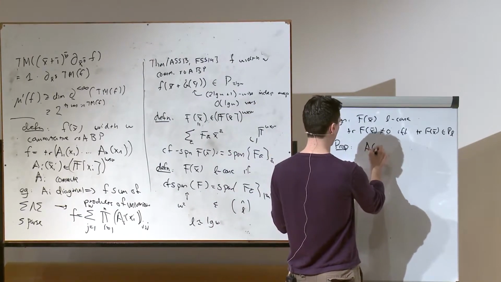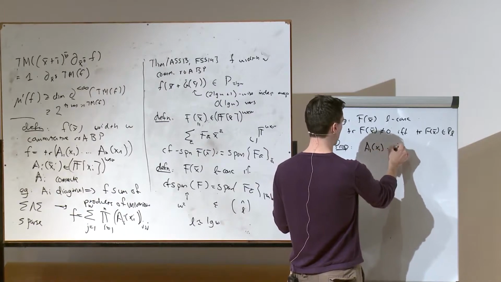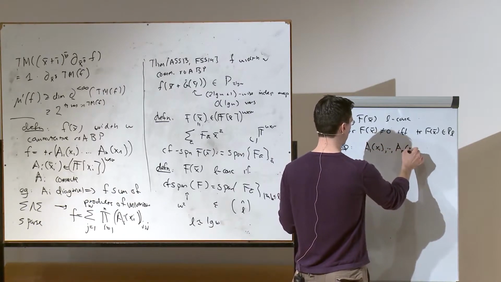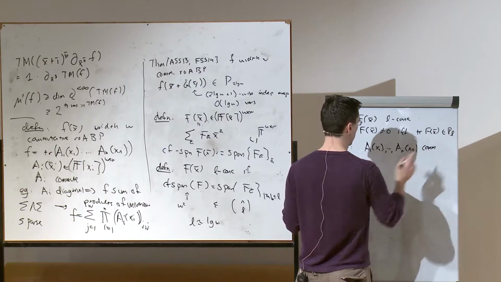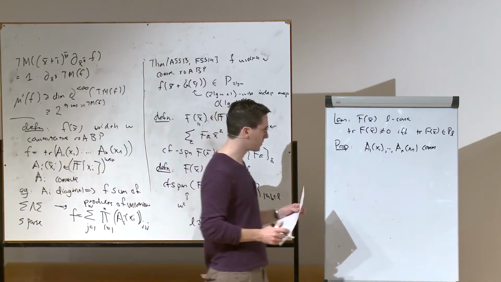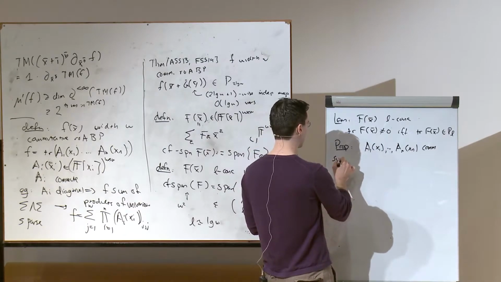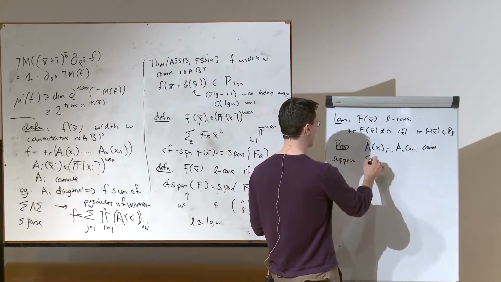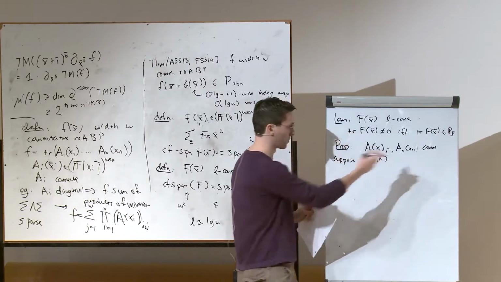Okay, so suppose that you have a1 of x1 up to an of xn, and these are commutative univariate matrix polynomials of size w by w. Suppose that for any subset S of n, so there are n variables.